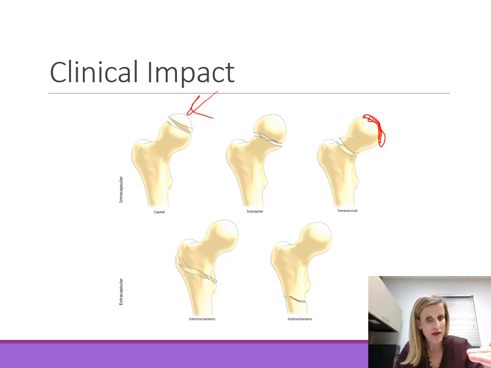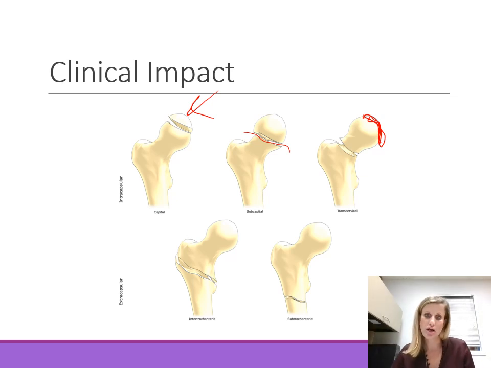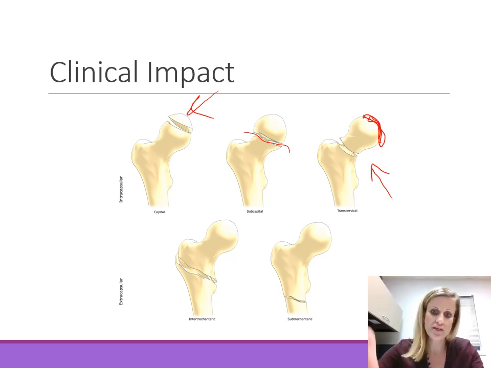Subcapital is just below that, right? So subcapital is where the fracture is a little bit lower and you're taking off or fracturing more of the head. Transcervical. Cervical refers to the neck, right? The cervical region or cervical vertebrae. So transcervical is like saying across the neck. And this is what you see here. Remember, this is the surgical neck of the femur, where it gets really thin here, the thinnest, weakest point in the proximal femur. So a break directly through that surgical neck is transcervical.